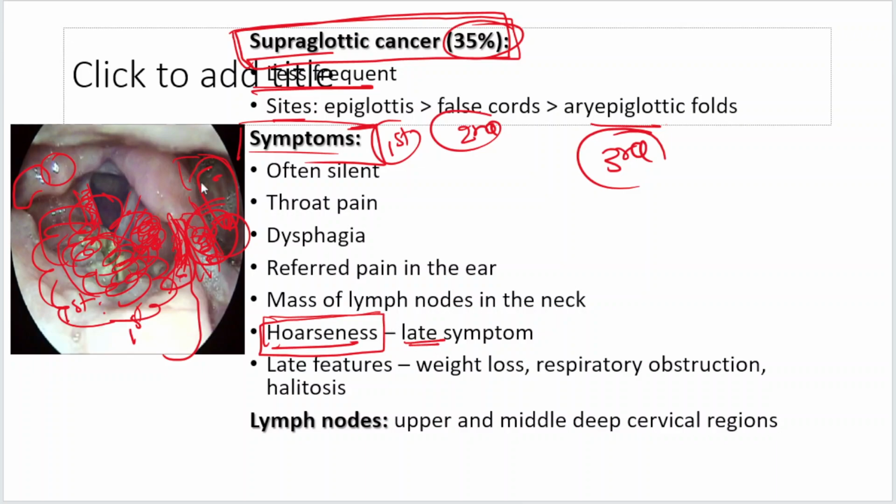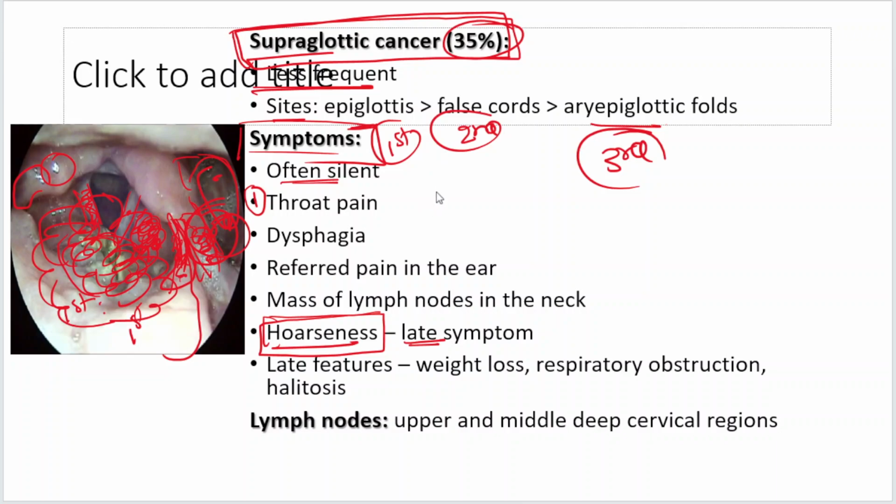So what are the most common presentations? It's often silent, as we said, because it has to grow to quite a large size to produce symptoms. The first symptom that they can present with is throat pain. This was one of the features. I saw a case of carcinoma of the larynx. It was probably submucosal. We couldn't really see it even on video laryngoscopy.